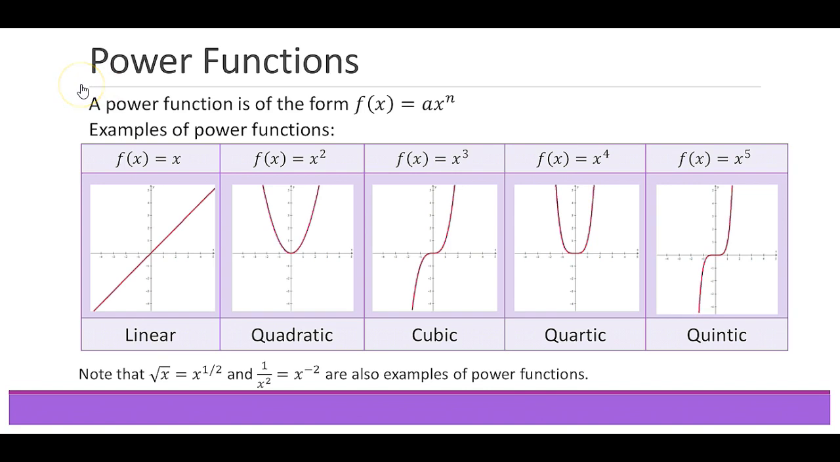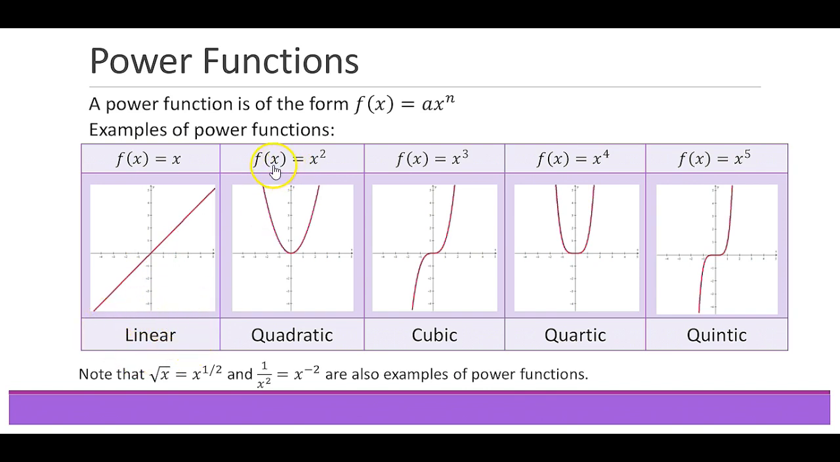Now we're going to look at a specific type of function called a power function. A power function is of the form f of x equals a times x to the n. So now we're going to look at some examples of power functions that are polynomials. So the function f of x equals x to the first power, well that's of the form ax to the n. I have 1x to the first power. That is a power function, which we know represents a line that passes through the origin with slope 1. So this is a linear function.